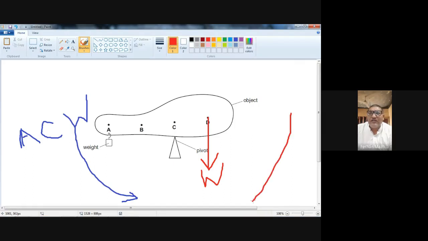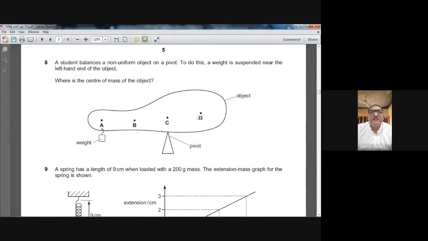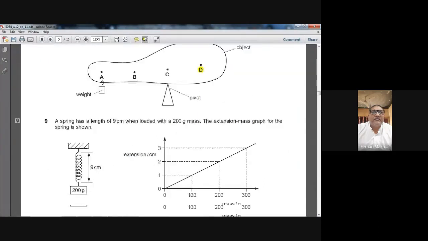So the line of action of the weight will be passing from here, and this will be producing a clockwise turning effect. And then it's possible that these two turning effects are equal to each other. These moments are equal to each other, and they have balanced it. So the center of mass or the center of gravity should be at D. So the option should be D. Question number 8, D is the choice.